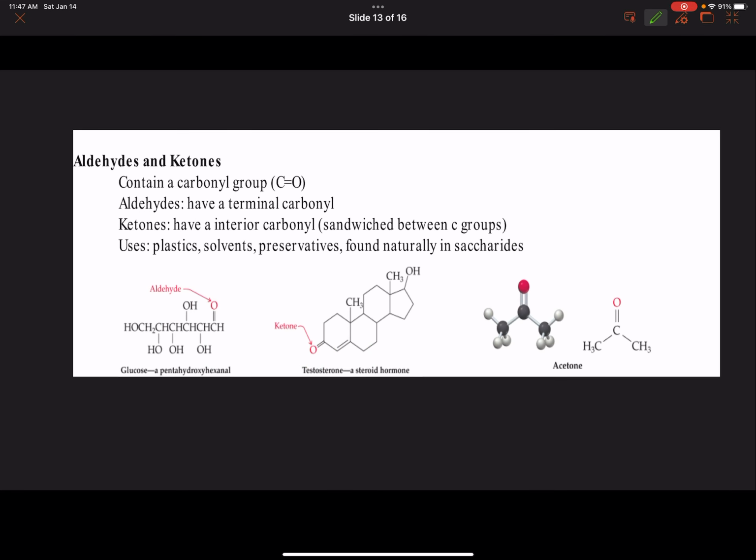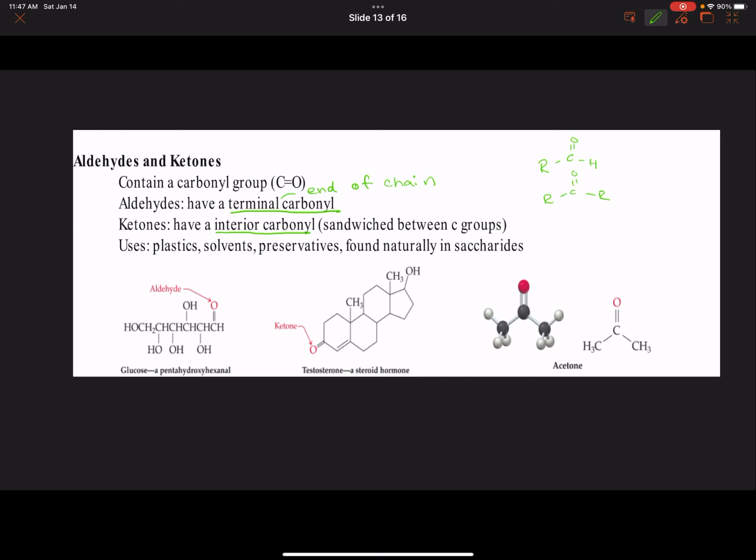Next, we have aldehydes and ketones. Both families are going to contain what we call a carbonyl group, which is a C double bond O. The difference is the location. Aldehydes have a terminal carbonyl, so it's at the end of the chain. Ketones have an interior carbonyl, so it's going to be sandwiched in between carbon groups. So if it's at the end, it would be an aldehyde. If it's in between carbons, it's a ketone.